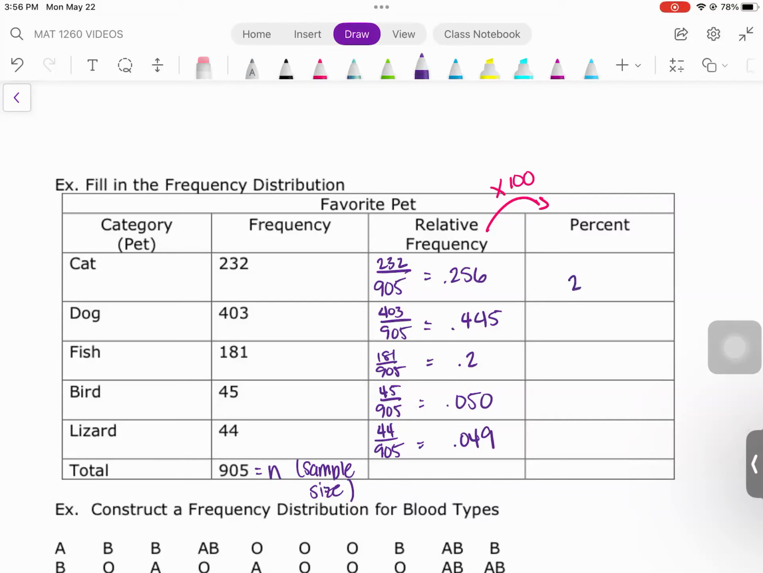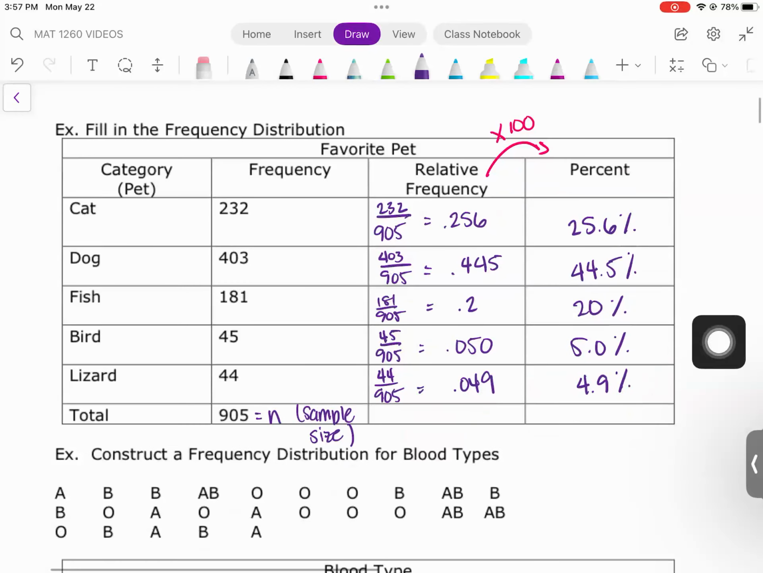So this is going to give me 25.6%, 44.5%, 20%, 5.0%, and I'm going to include that 0 because it again implies that it was not an exact 5%, and then 4.9%. When you're giving percentages, make sure you always include that percent symbol. That is important.